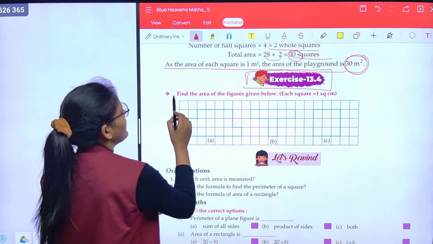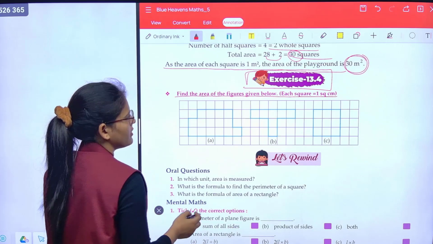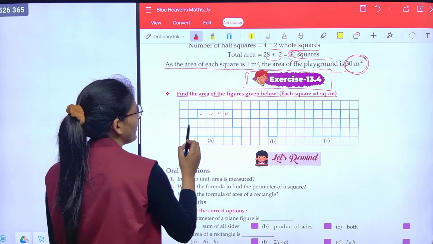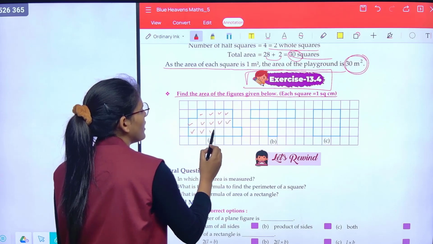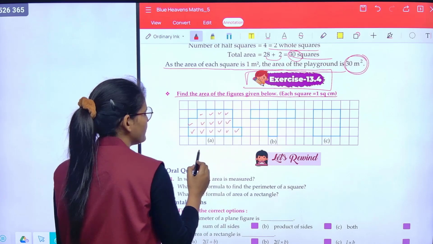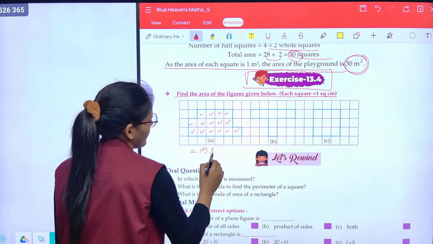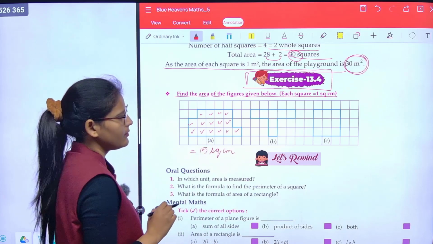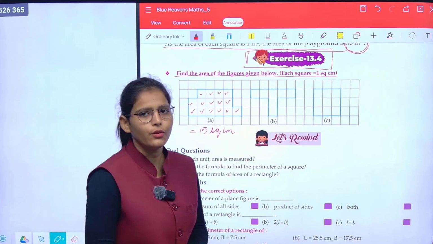Now class, come on, exercise 13.4. Find the area of the figure given below. Each square is equal to 1 square centimeter. Now class, count: 1 2 3 4 5 6 7 8 9 10 11 12 13 14 15. So area of this figure is 15 square centimeter. Understand class? Now class, rest of the parts do yourself.